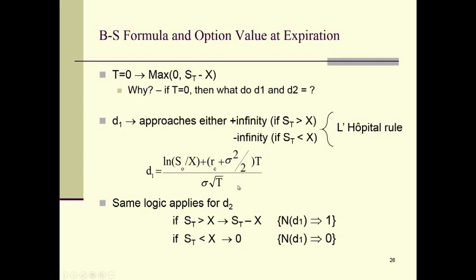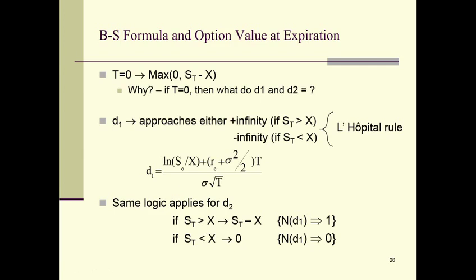So now you have a positive number divided by 0. What is the value of a positive number divided by 0? Pick up your calculator. You get an error. There's something called L'Hopital's rule, where a positive number divided by 0 gives you positive infinity, and a negative number divided by 0 gives you negative infinity. So if it's positive infinity when the stock price is greater than X, then at the limit, d1 and d2 approach infinity, and therefore N(d1) and N(d2) approach 1.